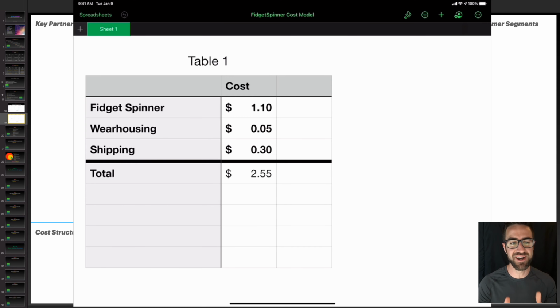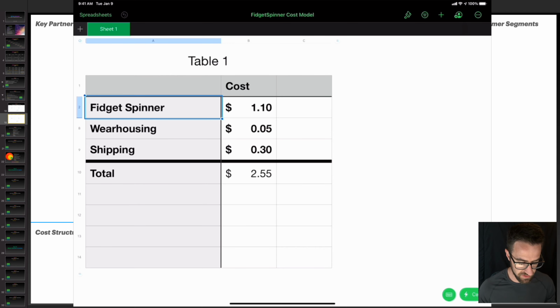Anyway, the cost model here is for a fidget spinner. We are going to break down a business that is selling fidget spinners and the cost model that needs to be in place to sell it and be profitable. And so we have a basic cost model here, and it includes 3 elements. This is assuming that we are getting the fidget spinner completely assembled and we aren't worrying about the component cost. That's what this table is right here, okay?